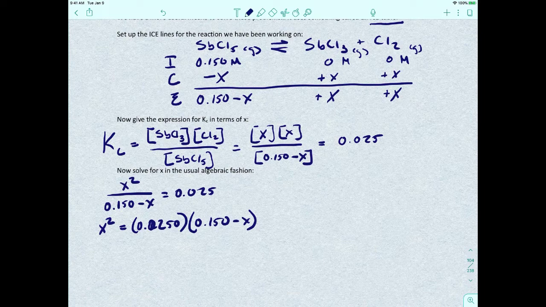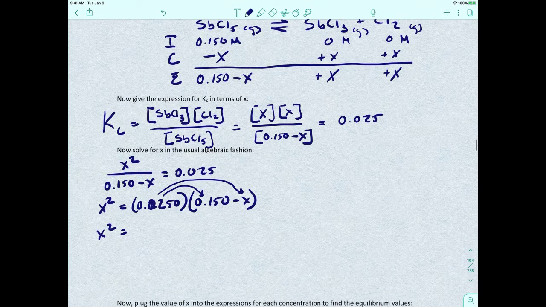All right, so now what I have to do is distribute this 0.0250 to the 0.150, and do the same thing to the negative x. So if I multiply those two together, x squared is going to be equal to 0.0250 times 0.150. That should give us 0.00375. And then we're going to multiply 0.0250 by minus x. That would give us 0.025x.